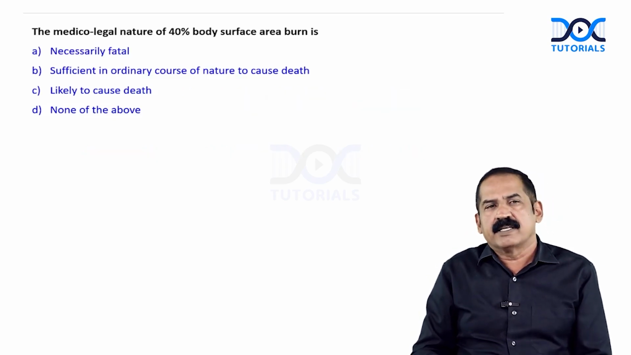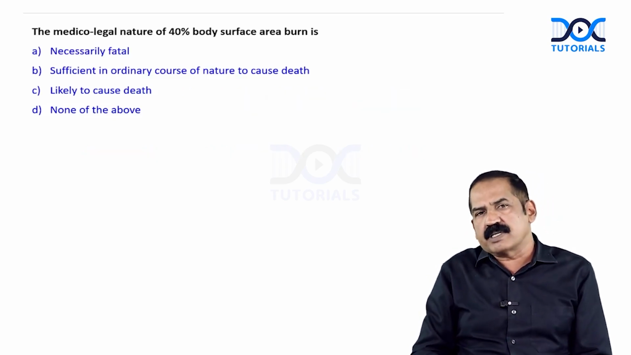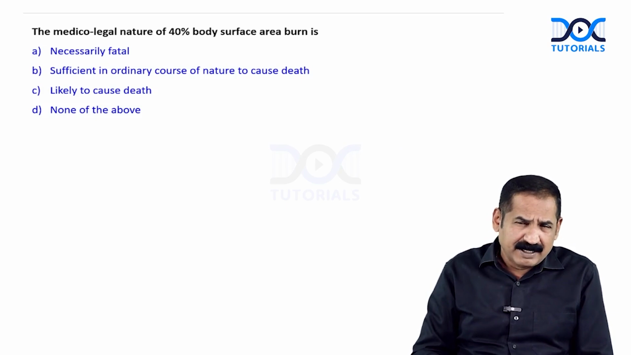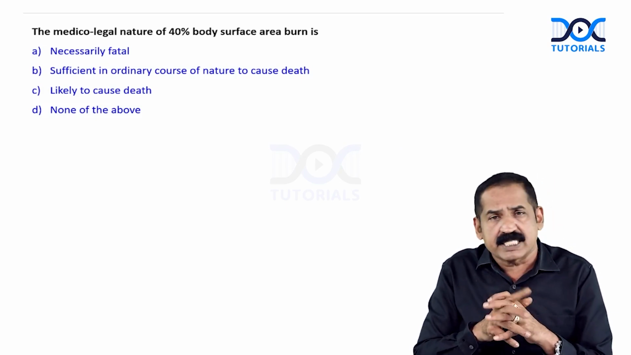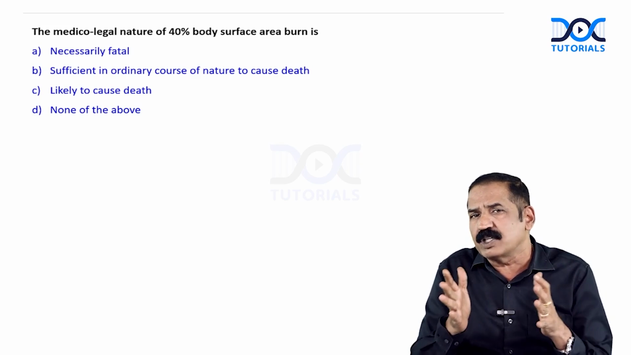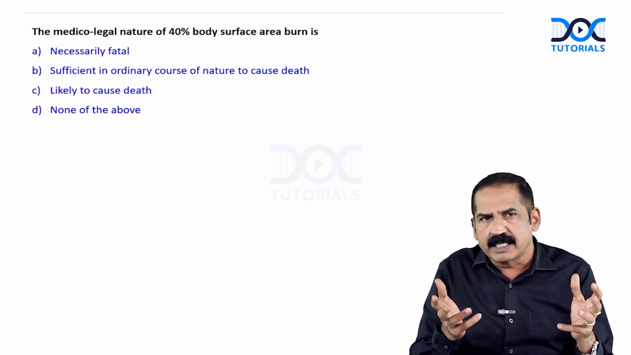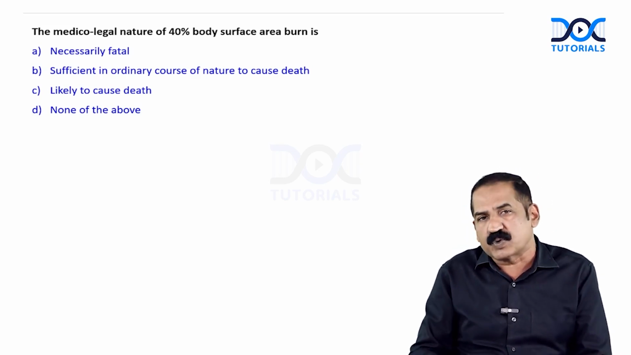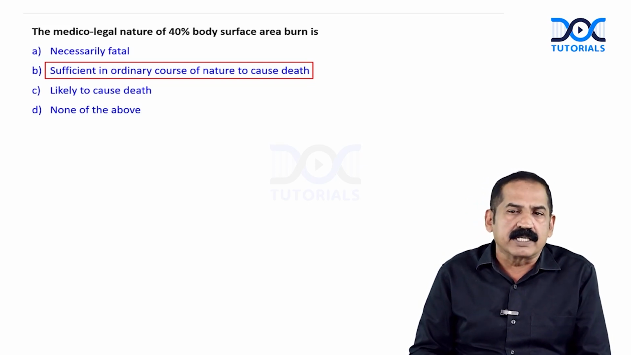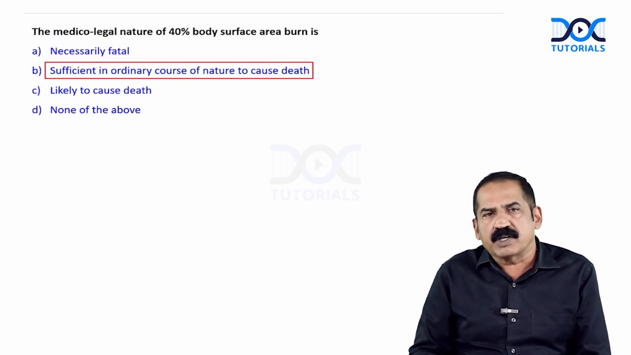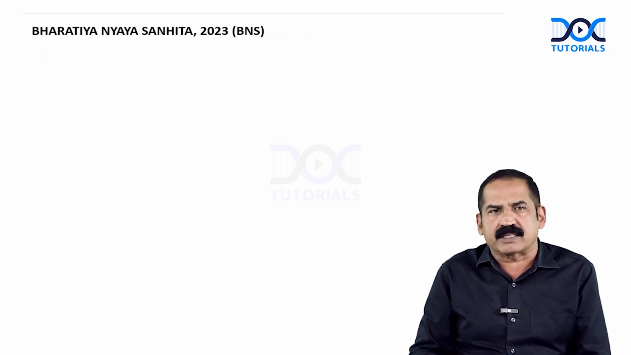Look here. The medico-legal nature of 40% body surface area burn: as per our present law, if the body surface area burnt is more than 1/3 of the total body surface area, it is sufficient in ordinary course of nature to cause death. So 40% body surface area is sufficient in ordinary course of nature to cause death.